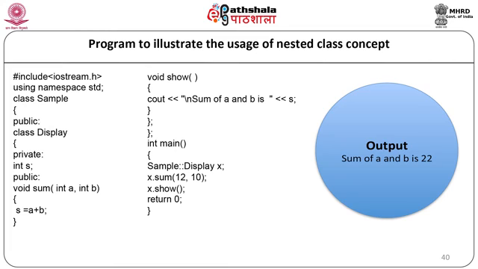Now as you can notice in this particular example, inside class sample we have included the class display. So the entire definition of class display is inside class sample. Whenever we have to declare the object of class display, it will be written as sample::display and then the name of the object. So this is again one level of nesting, one class inside another class.